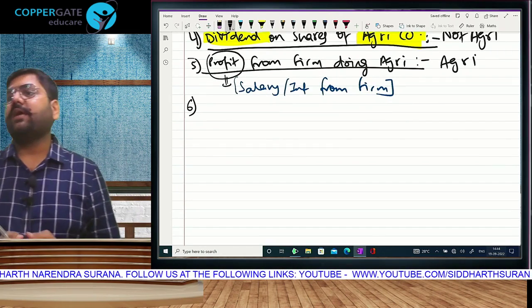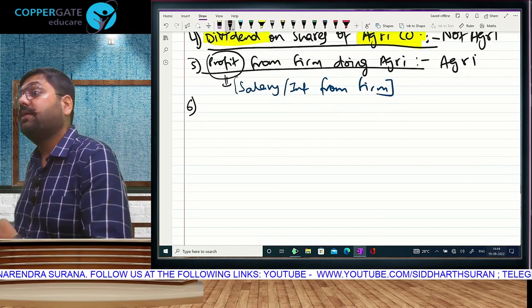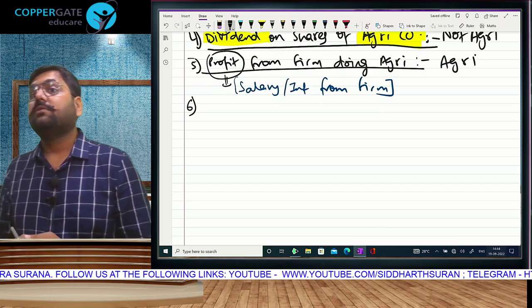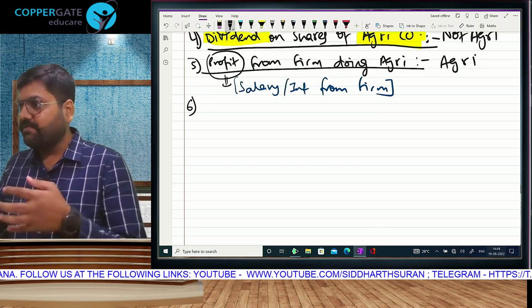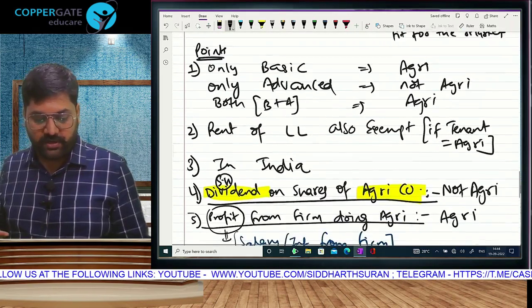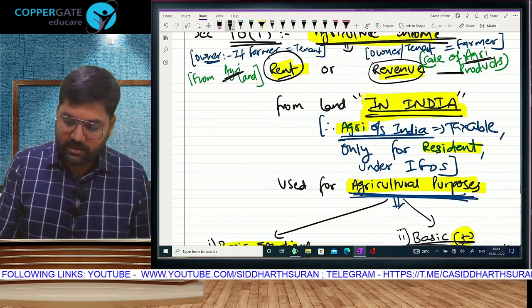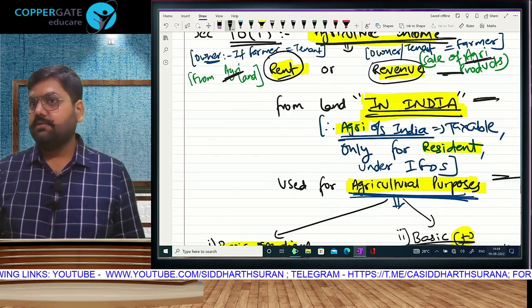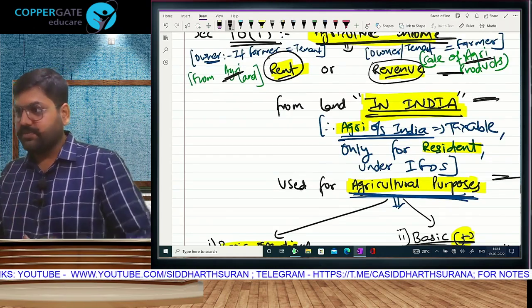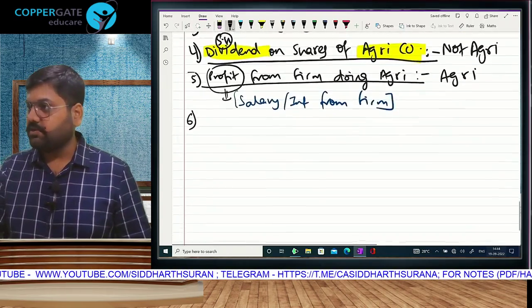Some years ago, the income tax law was amended. These are points that we are writing under section 10(1). All these points to be noted are a part of the explanation. See, this is the three-line definition of agriculture: rent or revenue, land in India, agriculture purposes. After all this, it's our discussion going on.